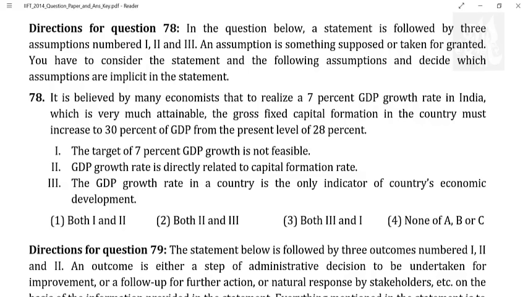It is believed by many economists that to realize 7% GDP growth, gross fixed capital must grow to 30% of the GDP from the present level of 28%. So, if you want to grow the GDP, your gross fixed capital must grow. How much is it right now? 28. How much should it become? 30. Assumption, target is not feasible? No, it says it's feasible. So that cannot be the assumption.